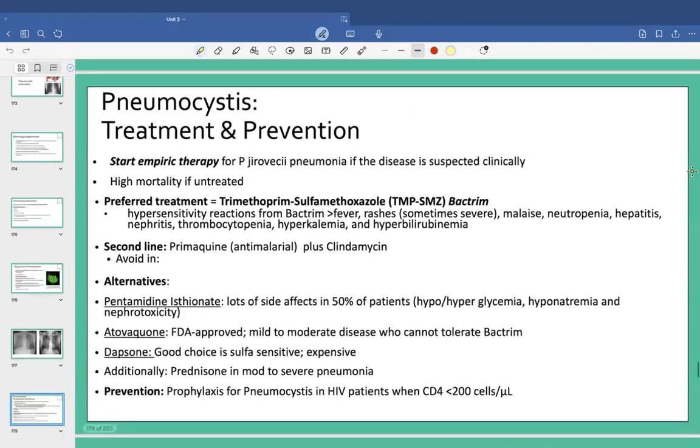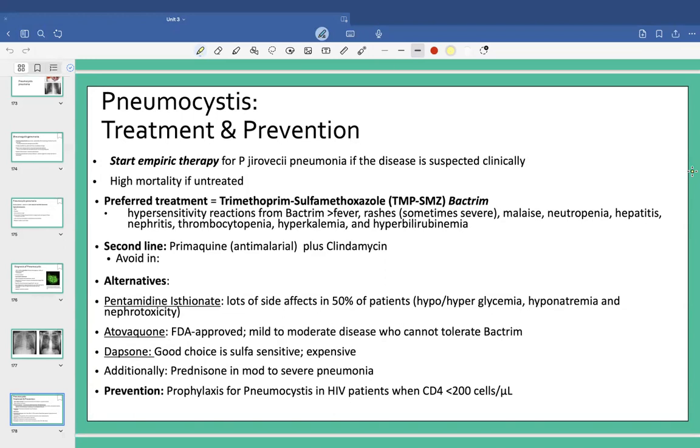So we want to treat and prevent. So how do we do that? We're going to start empiric therapy for Pneumocystis jirovecii pneumonia. If the disease is suspected clinically, you are not going to wait. Do not wait for confirmation. These patients will die. High mortality if untreated. So we're going to start it.